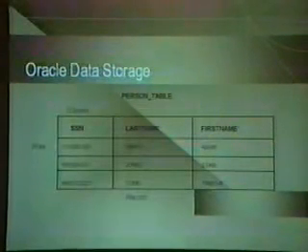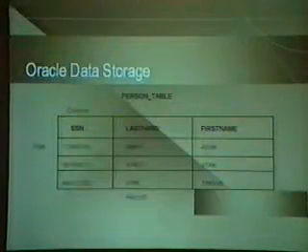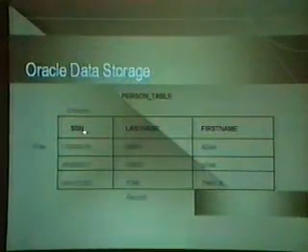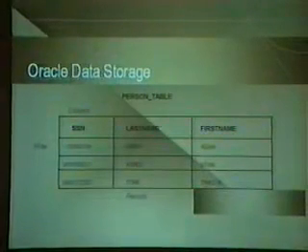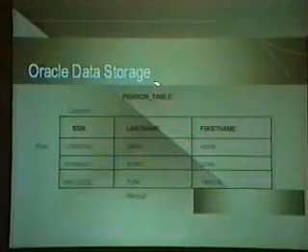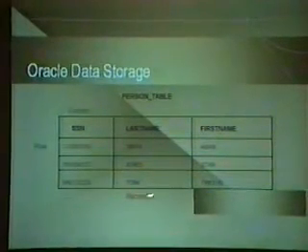This is the way Oracle stores data in tables. Here's a sample table. These are columns: SSN, last name, first name. These are rows within the table, and any single data element within a column within a row is called a record.